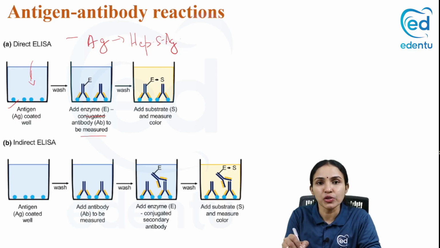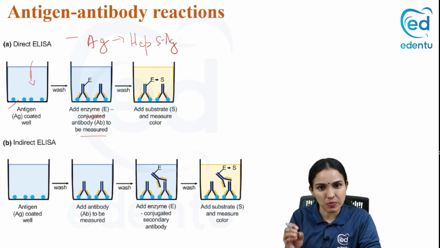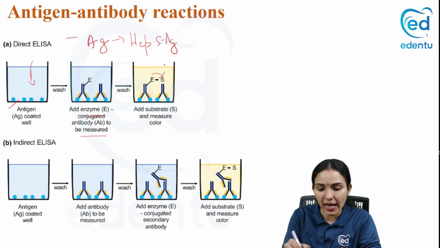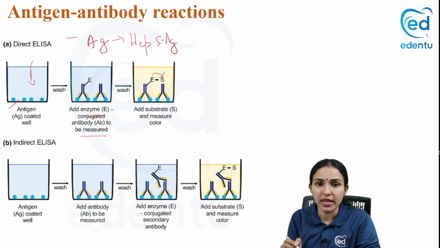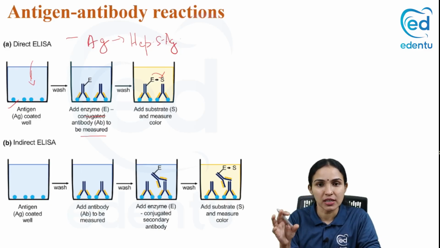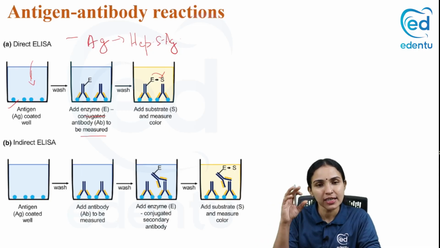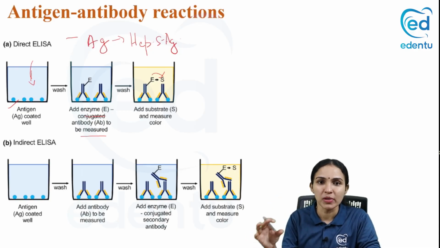So next thing, we want to visualize it. We want to see whether the reaction has taken place. For that, you want to bring a color to this. In order to bring a color, you're going to add a substrate to which this enzyme will act. We are using enzymes like alkaline phosphatase or horseradish peroxidase, and you add the corresponding substrate for that. When the enzyme reacts with its substrate, it will produce a colored product. So that is the final thing that happens in ELISA. Finally, the enzyme reacts with its substrate to form a colored product.